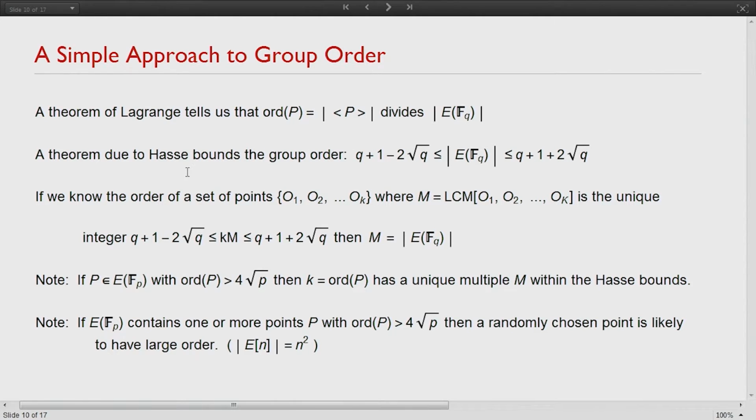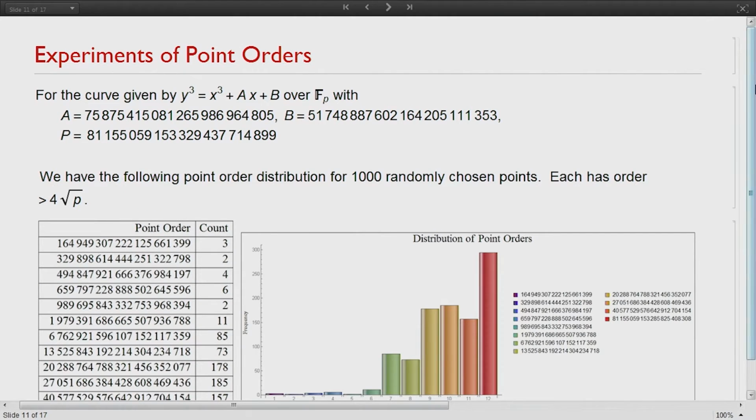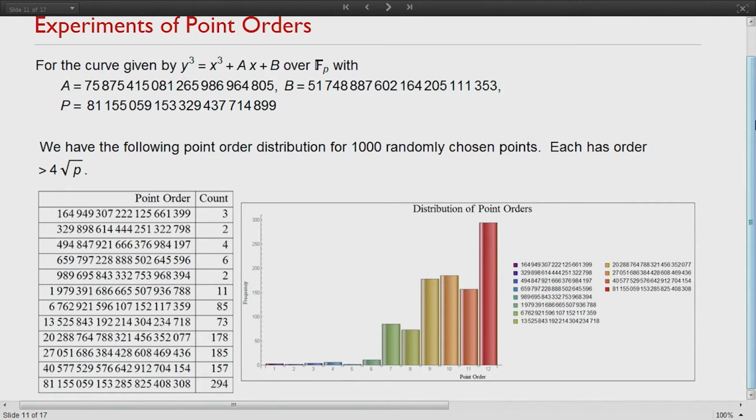A couple of notes though. If I find a single point with an order bigger than that size, then there can only be one multiple of it within Hasse's range, so that multiple of it must be the group order. And an interesting observation: if this field contains one or more points with order that big, then a randomly chosen point is likely to have a large order, because the size of this entire collection, including the point at infinity, goes as n squared. So I did a little experiment using a parallel version of group order.